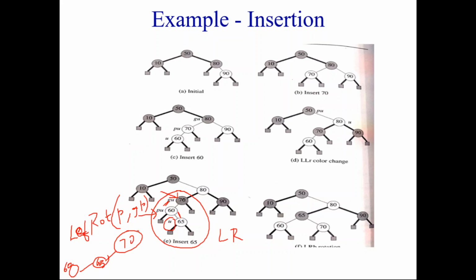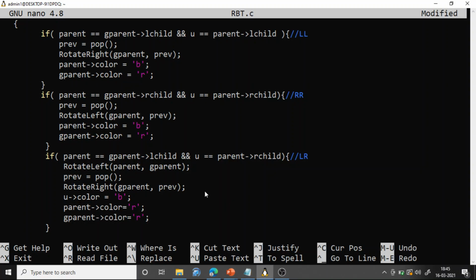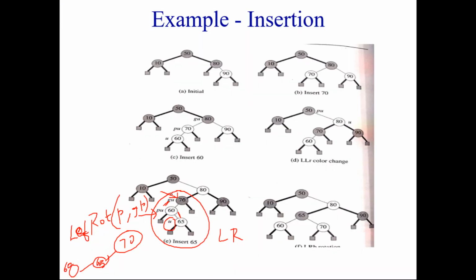If you want to perform right rotation on 70, we need 70's parent. 70's parent is 80. That is why we are writing this pop. Pop will give the parent of that particular grandparent. So again rotate right on grandparent and previous. When you perform a right rotation on 70, 65 will become the root of the subtree, 70 will become the right child, and 60 will become the left child. This is what you will get.